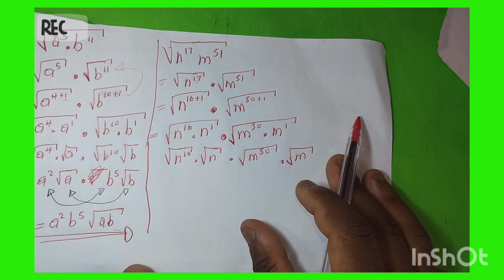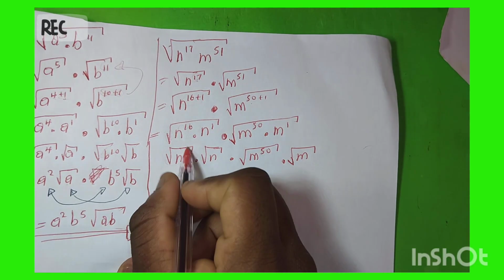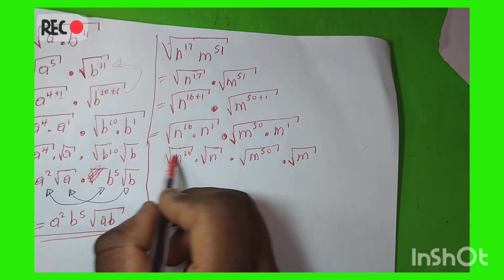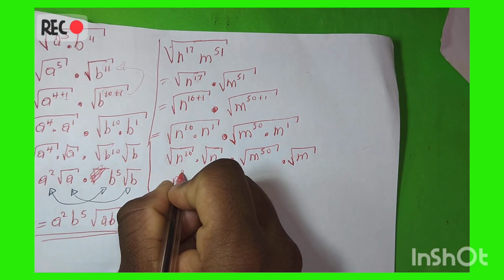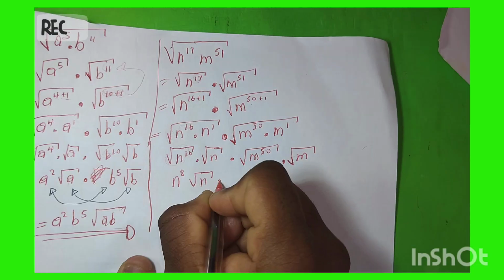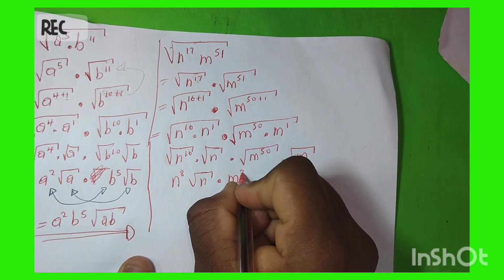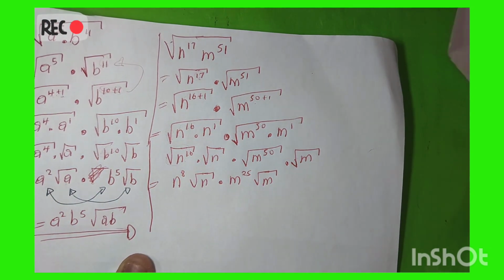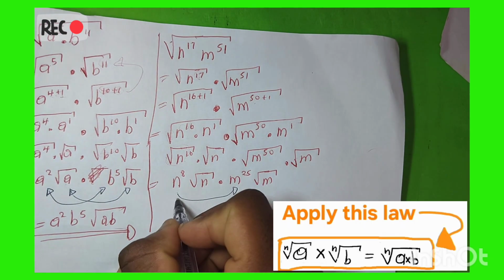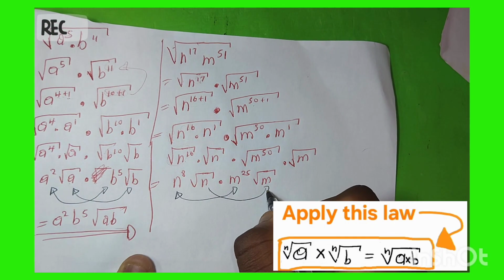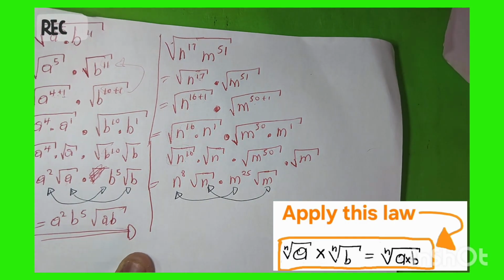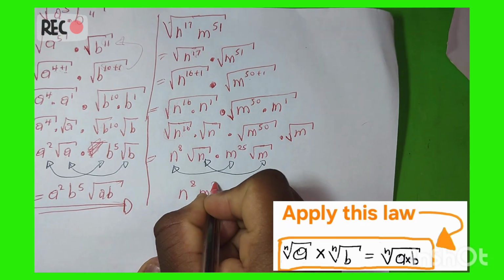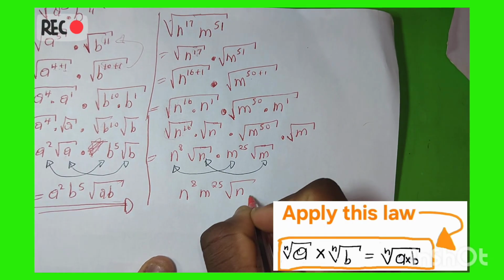And now I can halve that exponent by that 2, because there we have an invisible 2. I can halve it to become n^8, and for m, half of 50 is m^25. So when I reach this step, these multiply each other, and the ones inside the square root also multiply each other. Meaning this now becomes n^8 m^25 times the square root of nm.